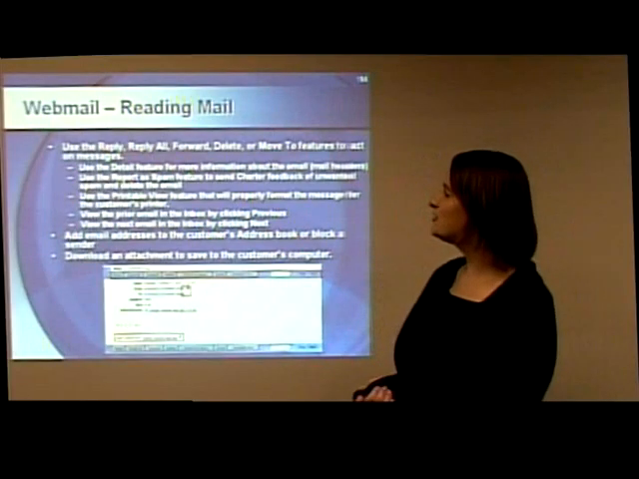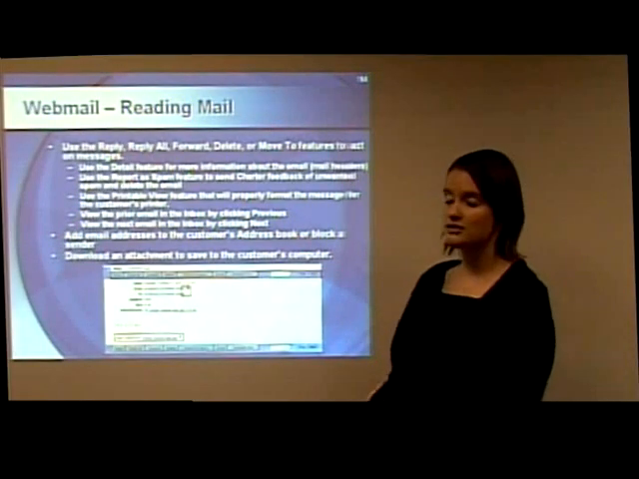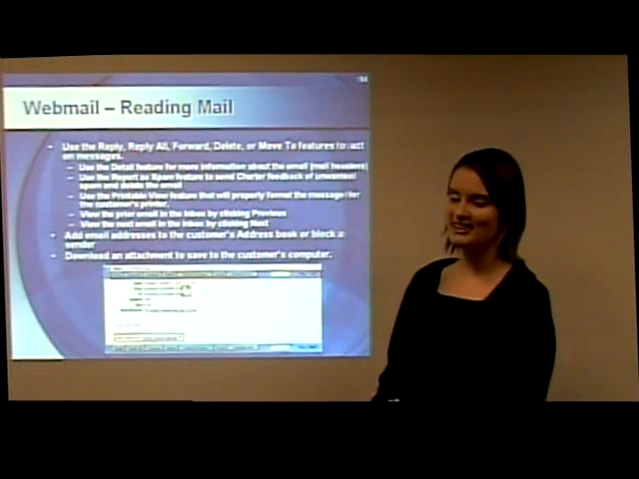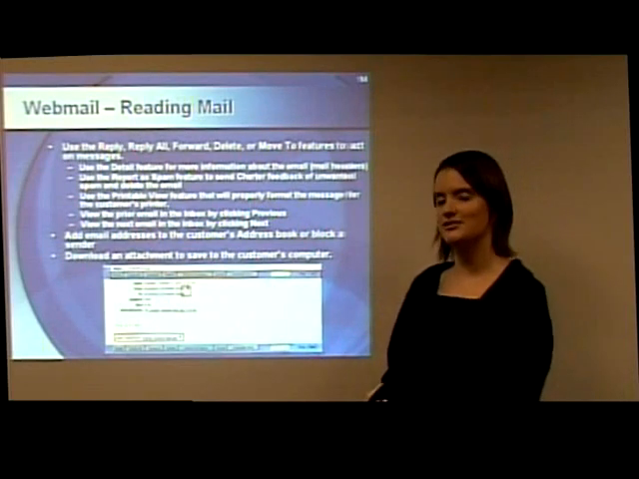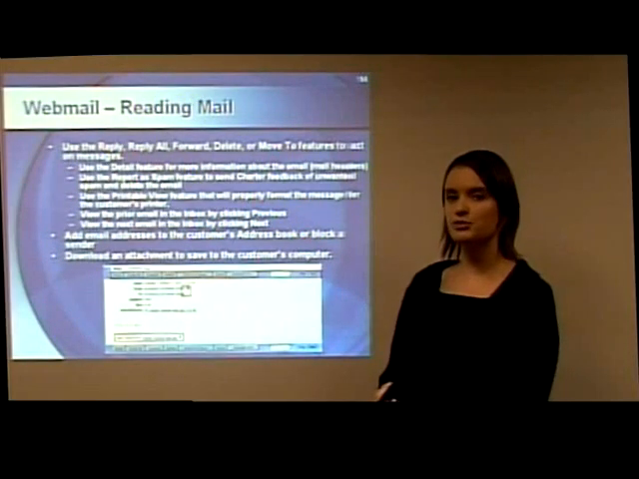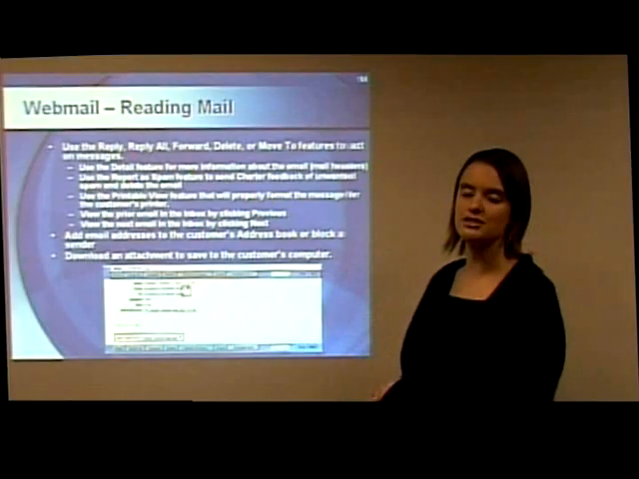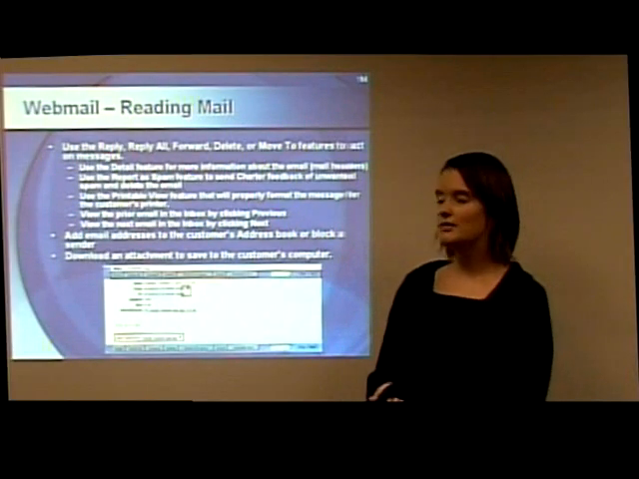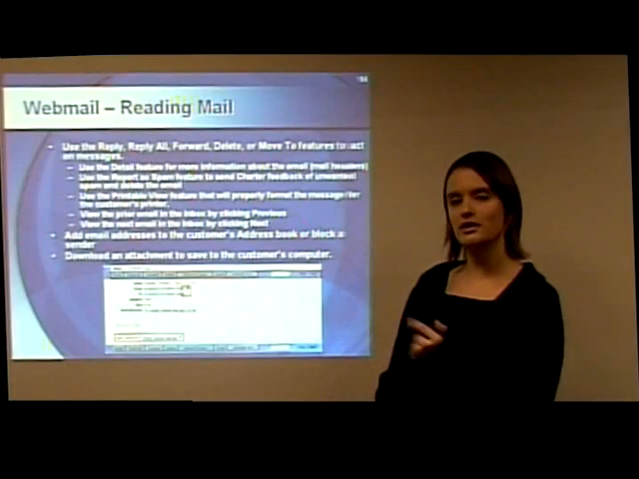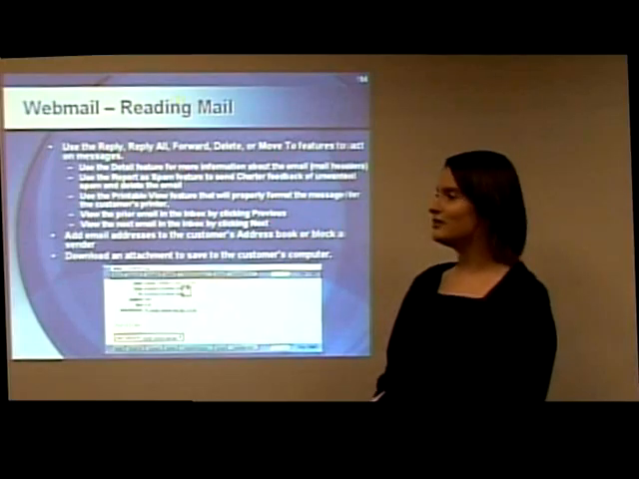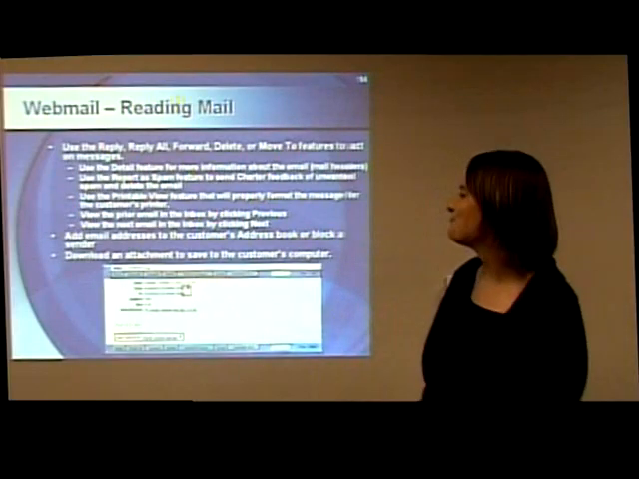You can use the detail feature for more information about the email, such as the headers. You can use the report as spam feature to block that sender from sending you any more email if it's an unwanted email message. You can use the printable view feature if you want to print it, but you don't want to have all this extra stuff on the page. You can view the prior email in the inbox by clicking previous and view the email that was right before that one. You can view the next email by clicking the next button.